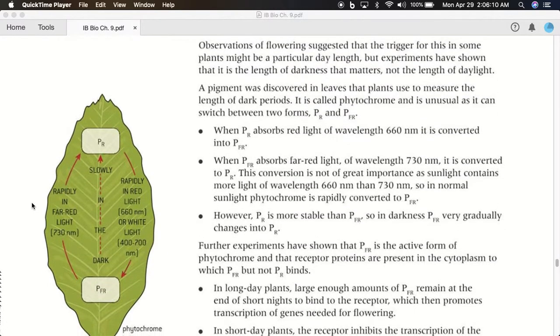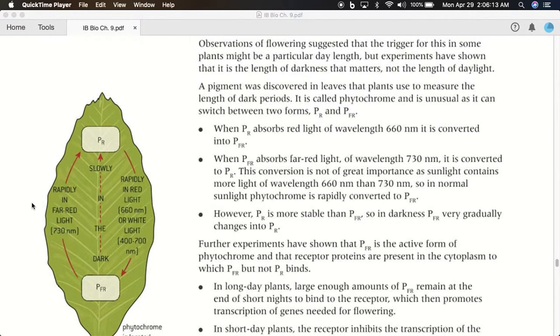The other thing that we also need to know is there is a pigment in the leaves of plants that are able to measure the length of the day. And based on the length of the day, they are going to be able to transcribe the gene that allows them to flower, or they're not going to transcribe the gene that allows them to flower. So based on temperature and amount of light and basically what this pigment is noticing about the environment at that time of year, we're going to determine, as a plant, am I going to flower or am I not going to flower?